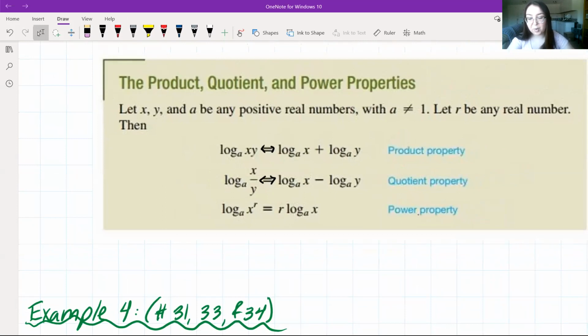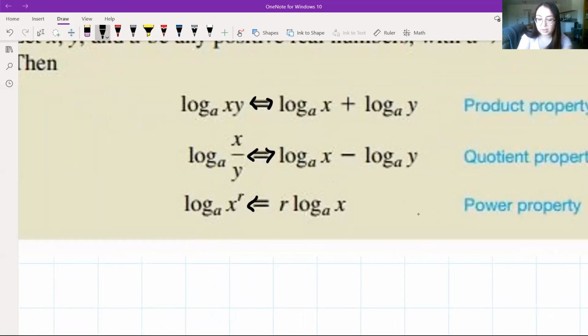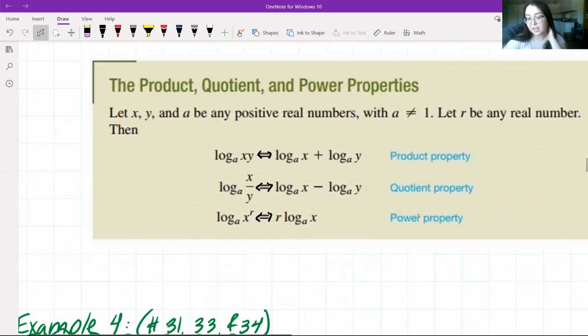Then finally, we have our power property. So if we have log base a of x to the r power, we can turn this into r times log base a of x. So this one's a little bit more confusing, but it also works in both directions. So if you have log base a of x to the r power, you can turn that into r times log base a of x, or if you have r times log base a of x, you can turn that into log base a of x to the r power.